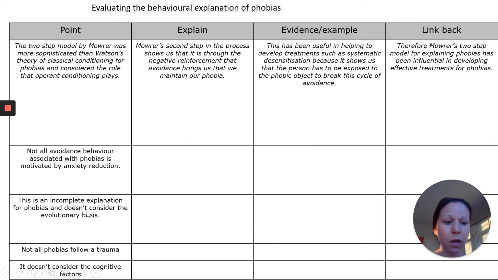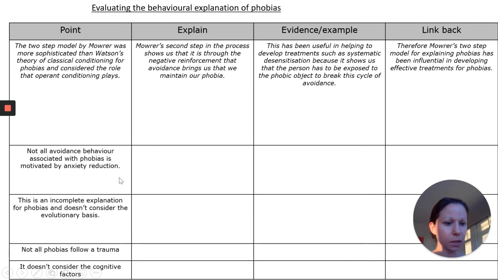It's the behavioural explanation's an incomplete explanation. It doesn't consider the evolutionary basis. So you'd then go on to explain what I mean by this evolutionary and this idea of it protecting us. You'd give me some examples of phobias that people have, which actually, if exposed, could be harmful. And then you'd link back and say, so why is it a problem that the behavioural approach ignores all of that? A couple of others to think about.